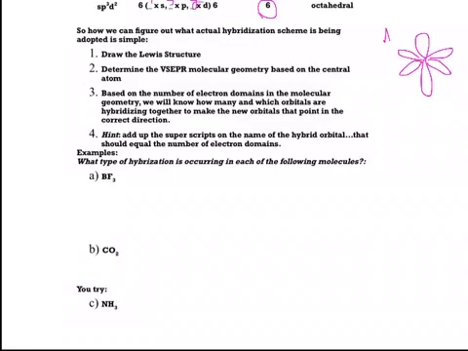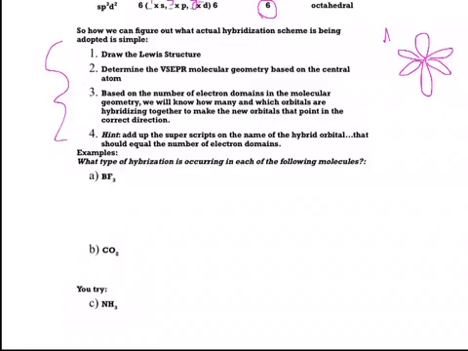Alright? And so again, these hybrid orbitals are simply ways that we can combine the atomic orbitals so that they can bond in the proper shape, the proper molecular geometry shape. So here's a little step of how you do things.